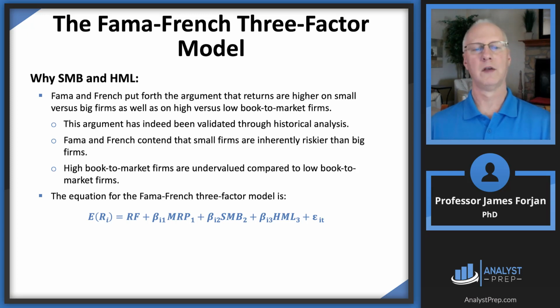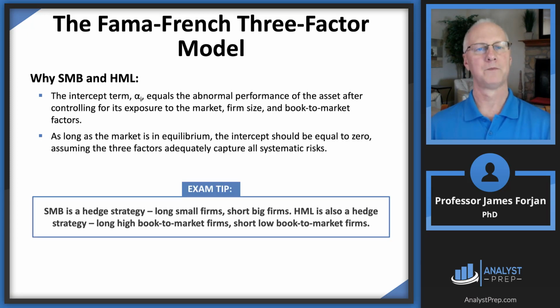The expected return on an individual stock is the risk-free rate of interest plus a sensitivity to the market risk premium. After all, we need to worry about what happens on the floor of the New York Stock Exchange. And the size effect, so there's the beta times the size, and then there's a beta times the high minus the low. And there's that error term in the back. Now, this intercept term can be defined as an abnormal performance of the asset after controlling for its exposure to the market and firm size and book-to-market factors. And that intercept term, of course, is the result of some regression analysis.